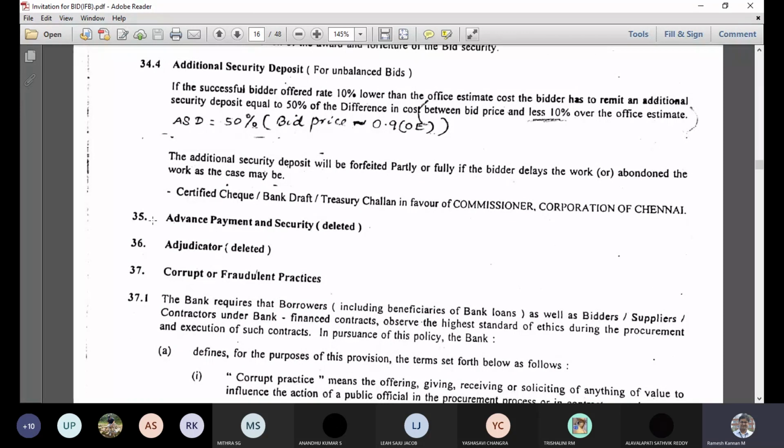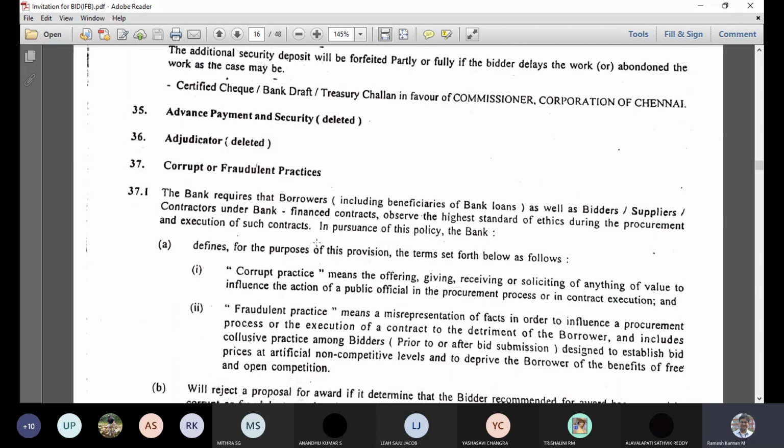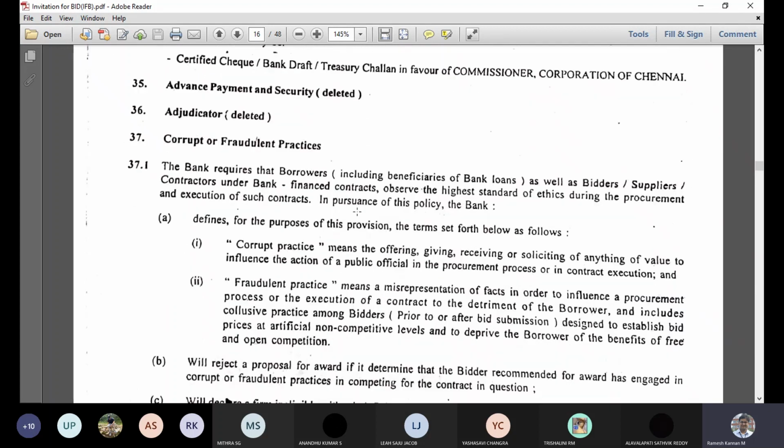And advance payment and security. They got this, and then they deleted adjudicators, the arbitrators and conciliators. Here it's a government thing, so they can conciliate themselves. They can set up mutual conciliators or arbitrators.